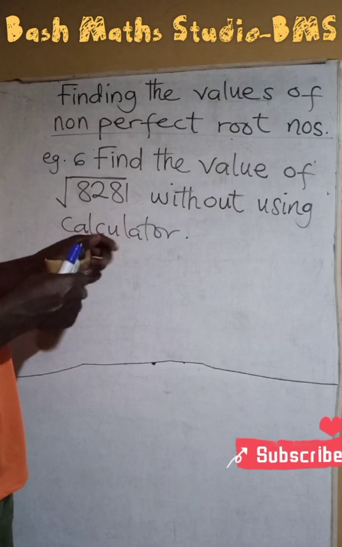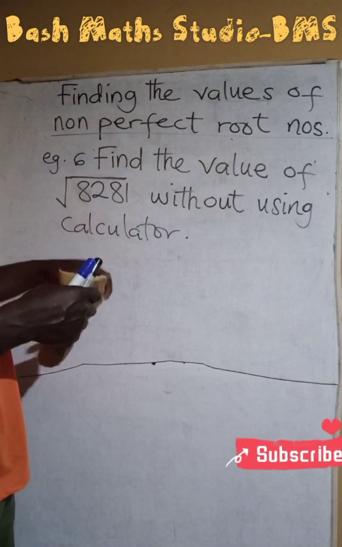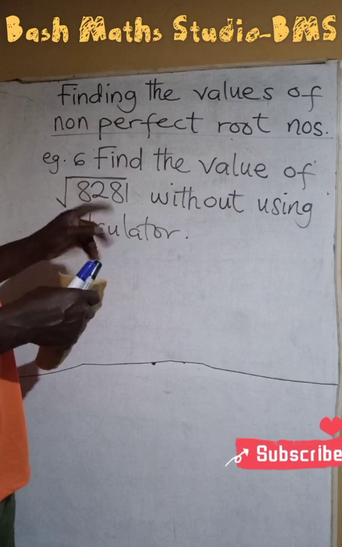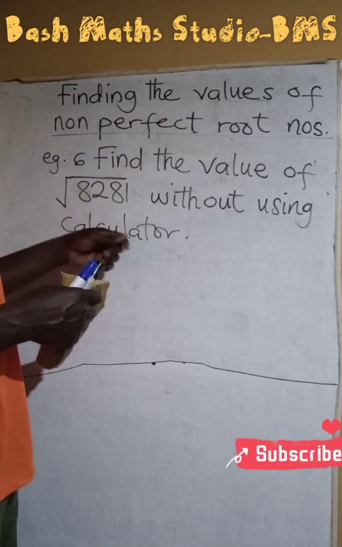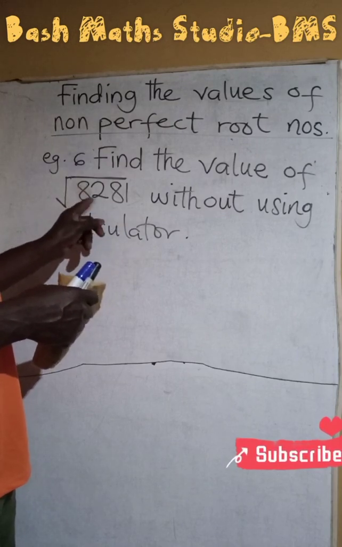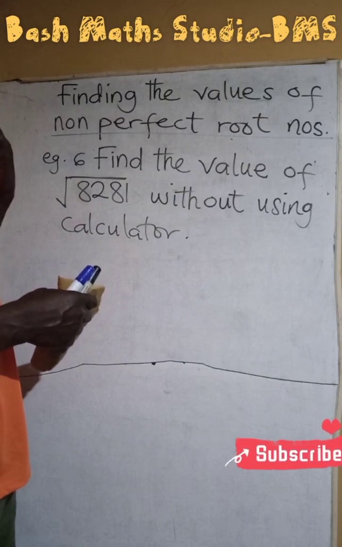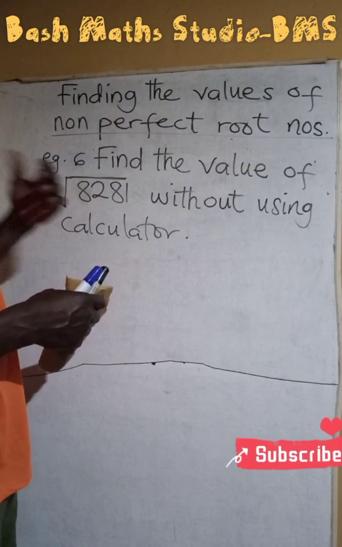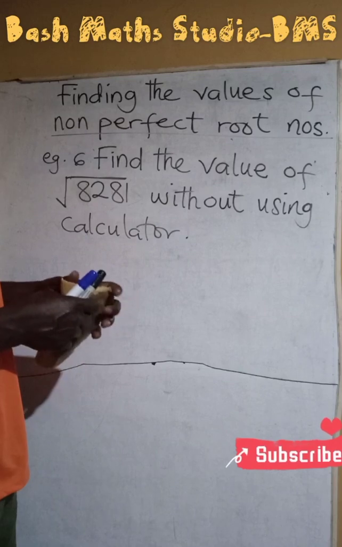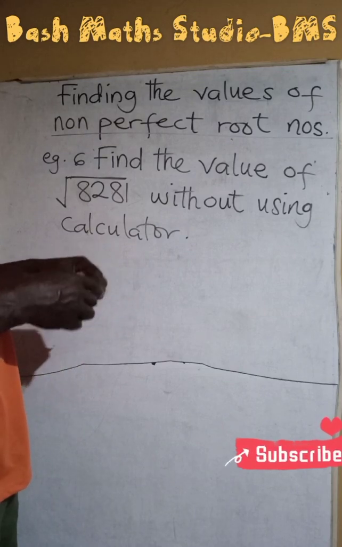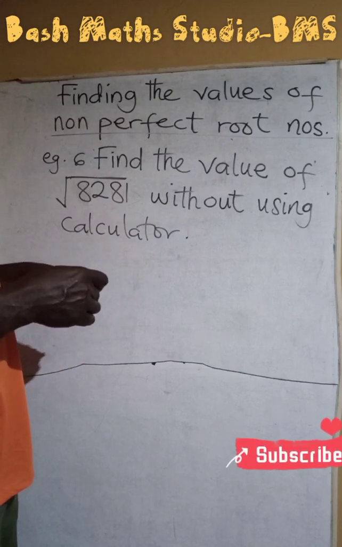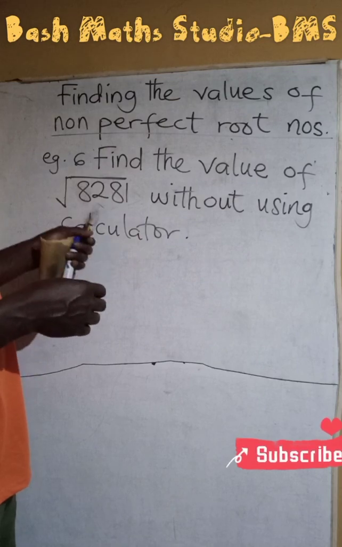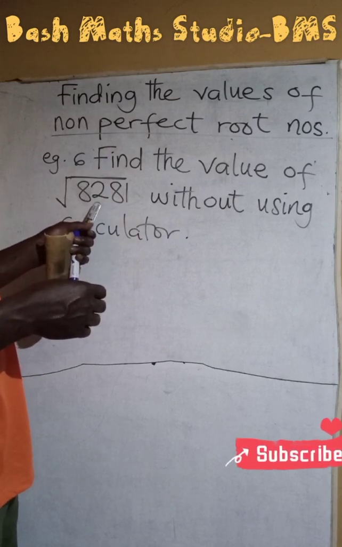Sometimes those numbers become very huge. For instance, we have on the board here 8281, that is the square root of 8281. We have to find this without the use of a calculator. So you see it becomes a little bit huge. And with this, the same procedure using the long division method becomes so easy to do.